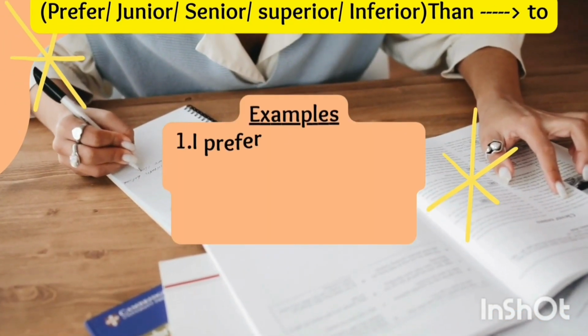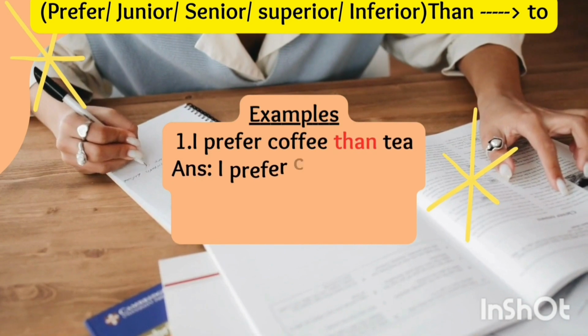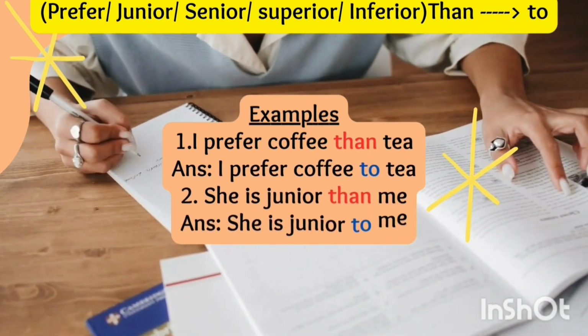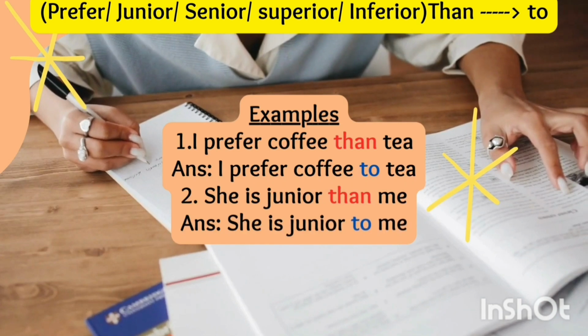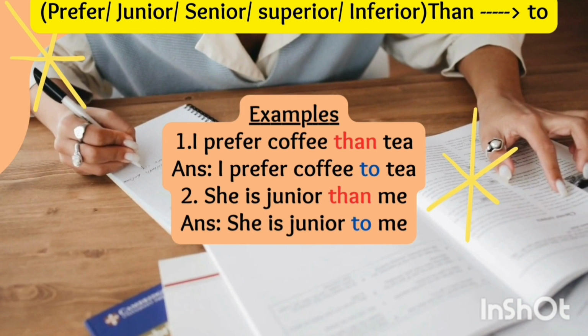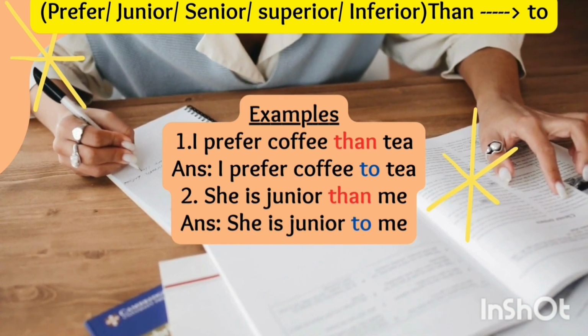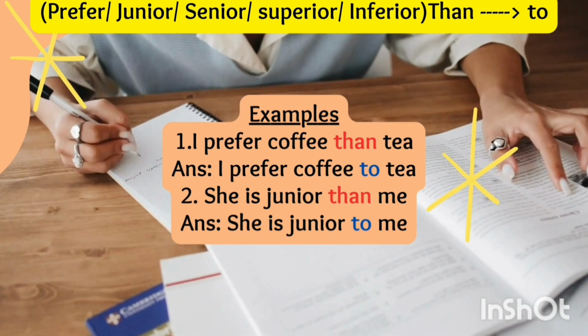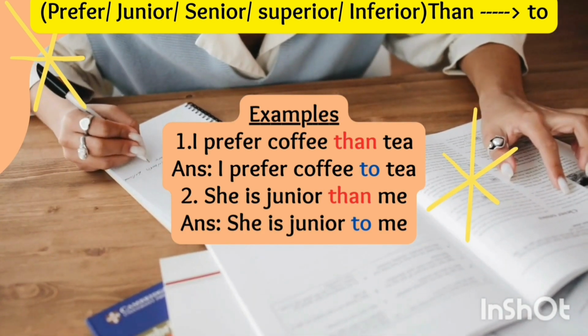If the given sentence consists of words like prefer, junior, senior, superior, inferior followed by than, then we need to replace than by to. Let us see examples. First one, I prefer coffee than tea. Here prefer is followed by than. We need to replace than by to. Answer, I prefer coffee to tea.